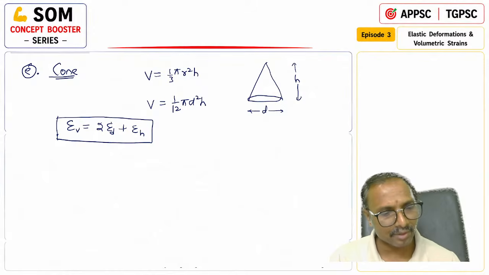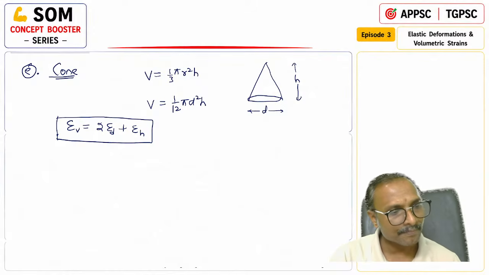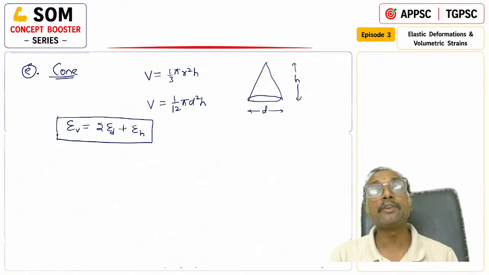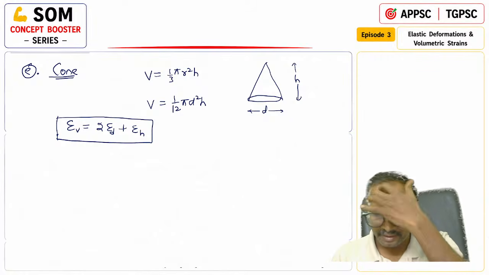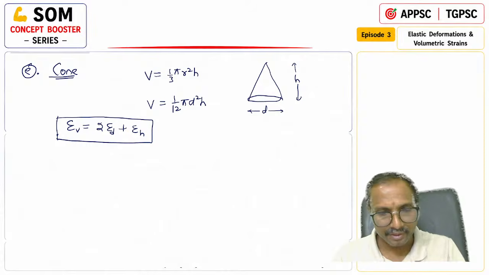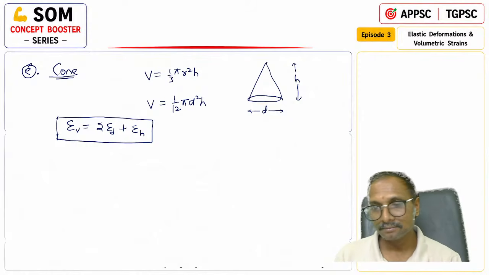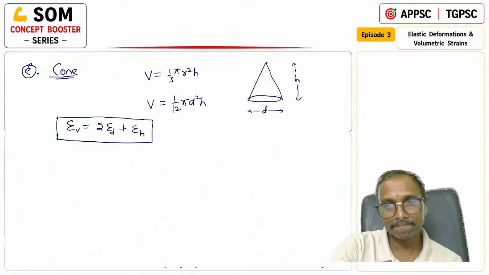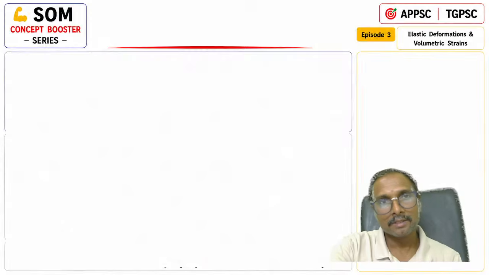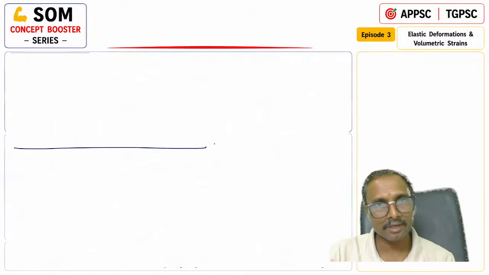Is it clear, all of you, the volumetric strains? Anyone having any doubt? Are these volumetric strains clear, everyone? If everything is clear, we'll close here.